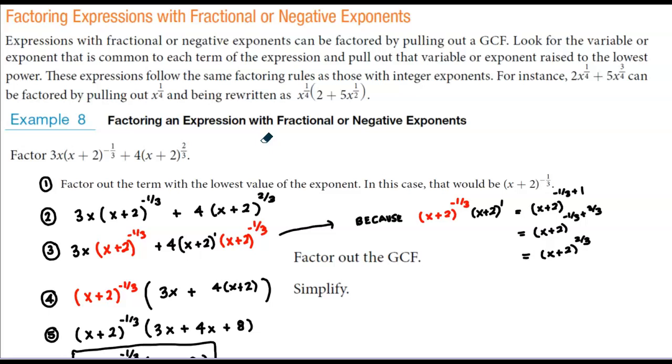These expressions follow the same factoring rules as those with integer exponents. So for instance, 2x^(1/4) + 5x^(3/4) can be factored by pulling out x^(1/4) and being written as x^(1/4)(2 + 5x^(1/2)). In example 8, we're going to factor an expression with fractional or negative exponents.